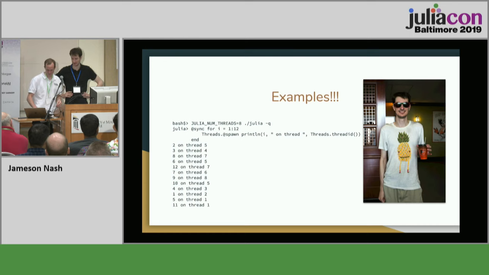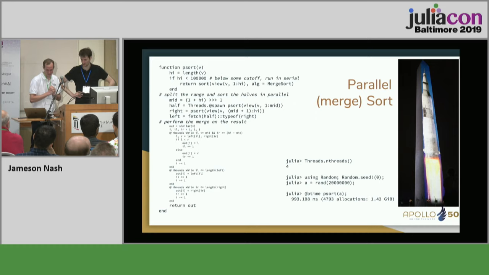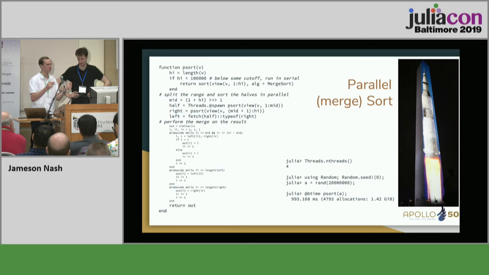For the 50th anniversary of the Apollo, we'll take off with this and do some parallel sorting. If you're familiar with merge sort, the way the algorithm works is you take two elements, compare them, and figure out which one's bigger. Then you take two blocks of arrays and sort them into each other and recursively build up that piece. In Julia, now with this threading API, it takes just this little bit of work here.